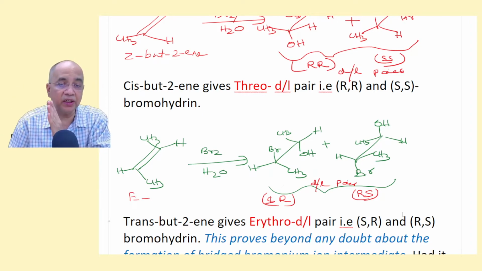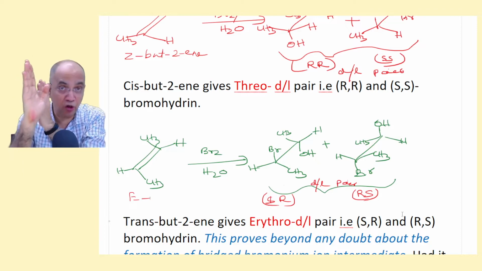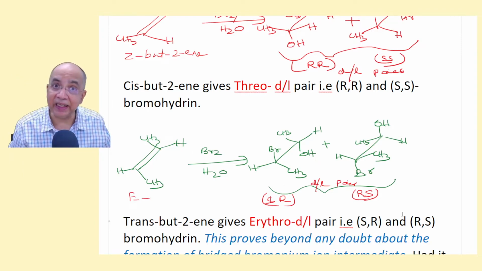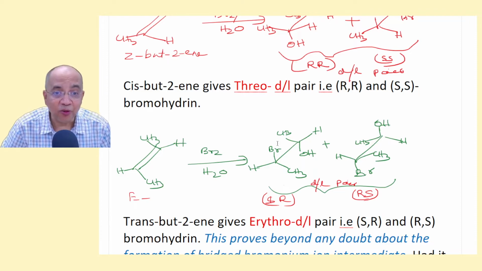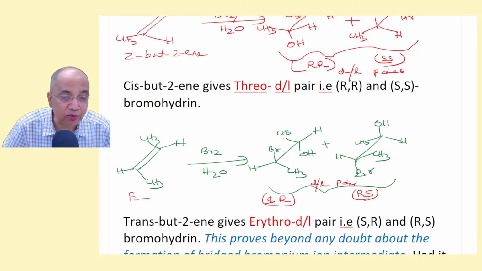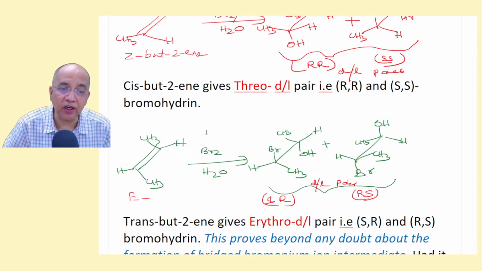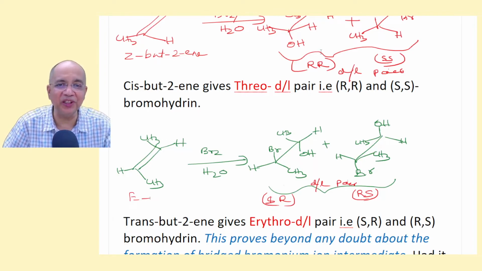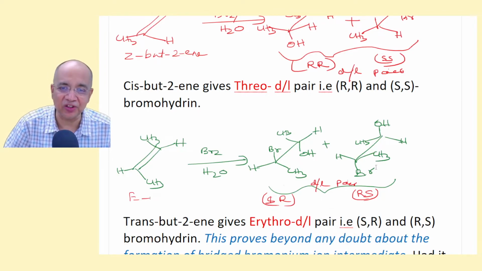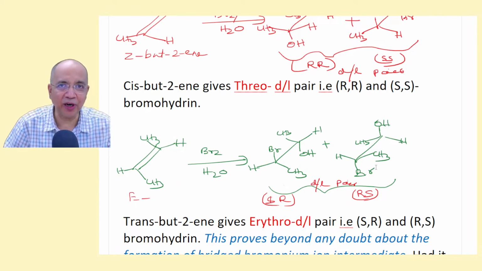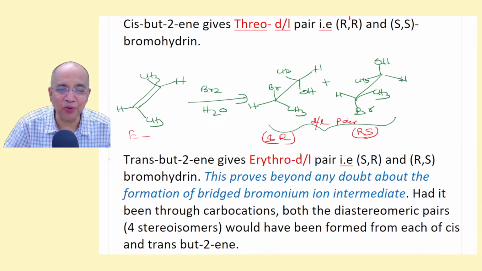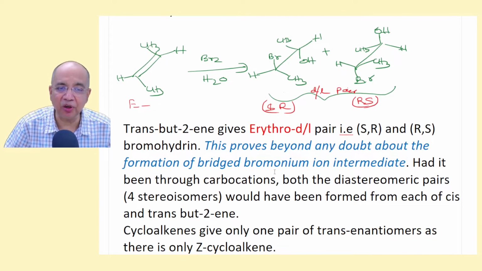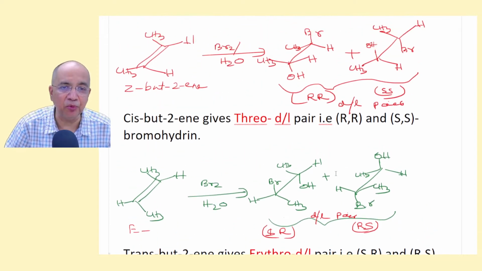When the two non-identical groups are lined up, then the identical pairs are also lined up. Now bring OH to the side of bromine. By 180-degree rotation, you will find methyl will remain on the methyl side, hydrogen will remain on the hydrogen side. That is called the erythro. Just to distinguish between these two pairs of diastereoisomers. The carbohydrate chemistry has been borrowed, right? So this proves beyond doubt the formation of a bridged bromonium ion intermediate in both the cases.